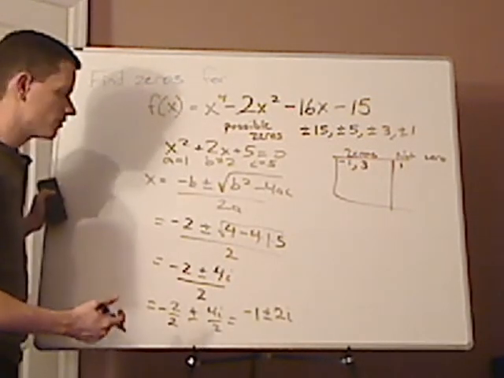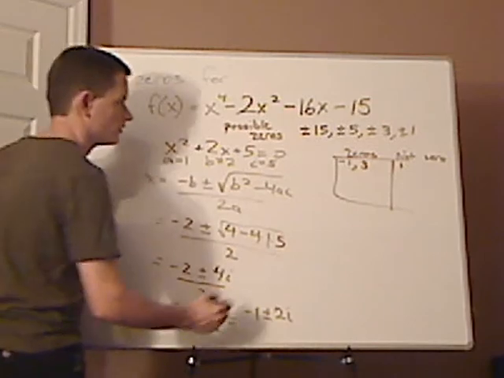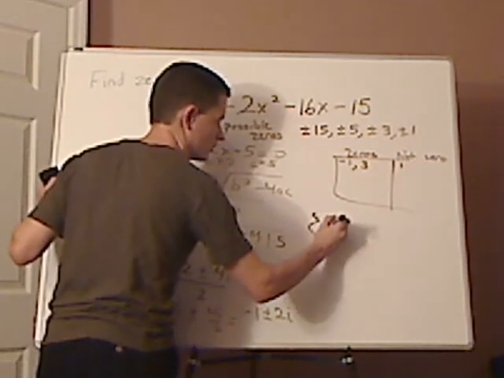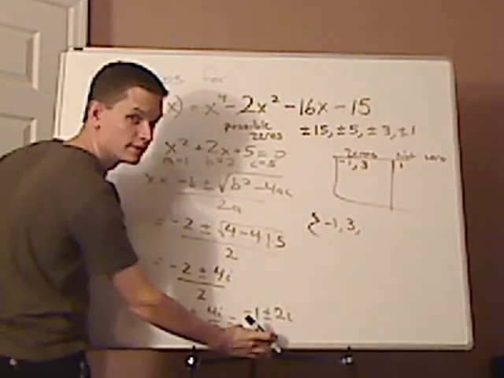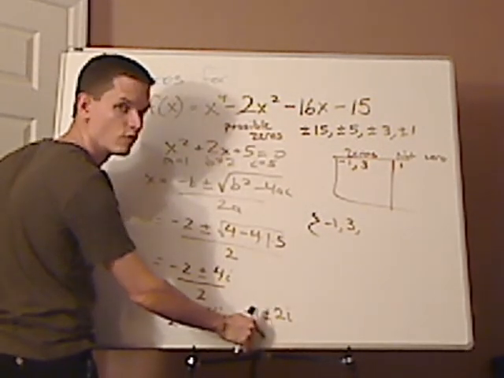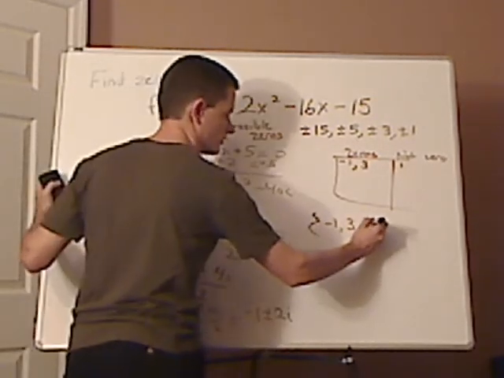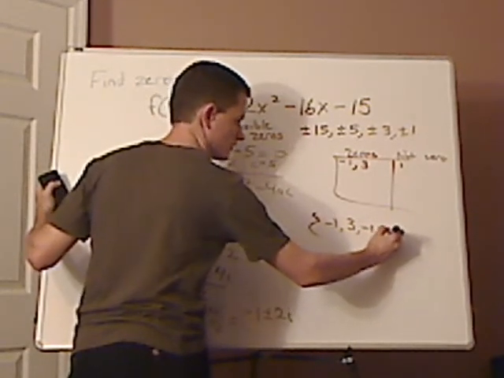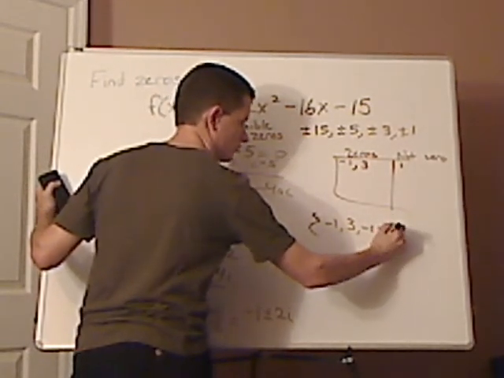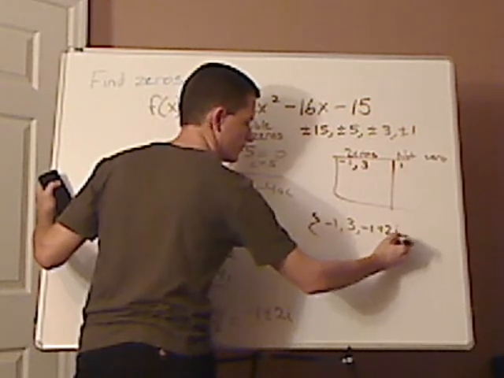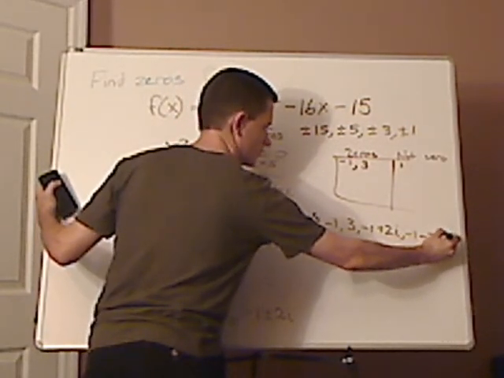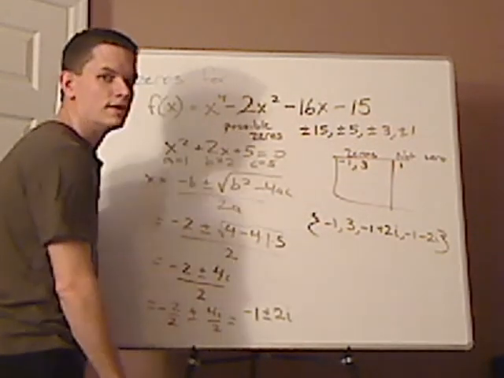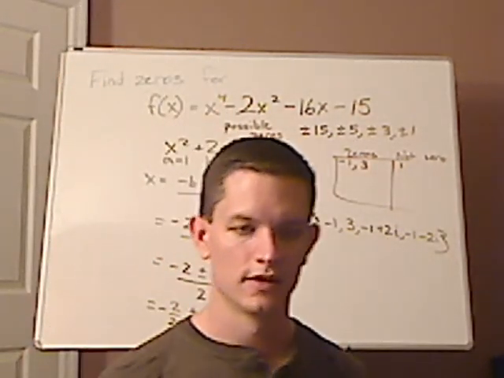Now I can list out all the zeros. So I have negative 1, 3. Now I'm going to list these separately. It's plus or minus. So it's negative 1 plus 2i, comma, negative 1 minus 2i. And those are all my zeros. And that's it.